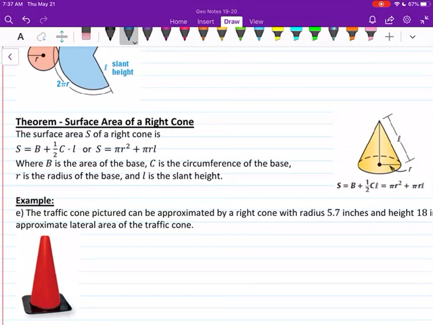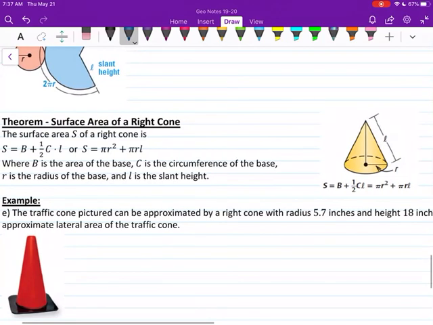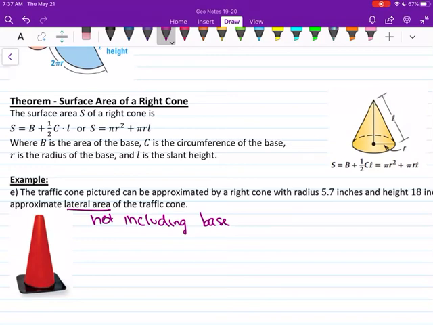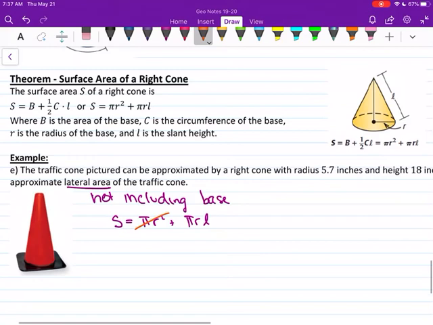So if we have a traffic cone pictured, and it can be approximated by a right cone with a radius of 5.7 inches and a height of 18 inches, approximate the lateral area. Okay, so what it means by lateral area, it means we're not including the base. Okay, so if I look at my formula here, so my formula is that the whole surface area is pi r squared plus pi r L, and for this one, I do not want to include that, okay, because that is the area of the base.